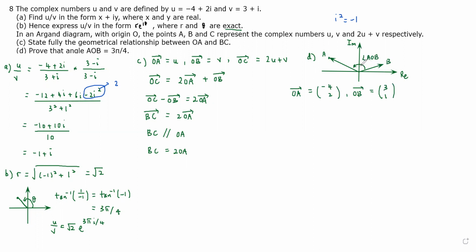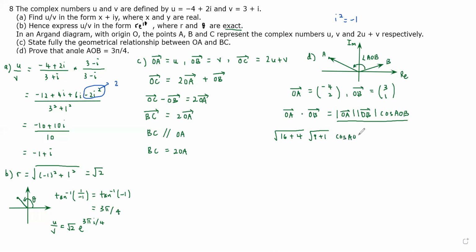To find the angle between two vectors, we use the dot product. So the dot product of vector OA and vector OB is given by the product of the magnitude of vector OA, the magnitude of vector OB, and cosine of the angle between them, cosine of AOB. The magnitude of vector OA is the square root of the sum of squares, so we have 16 plus 4. For vector OB, we have 9 plus 1.